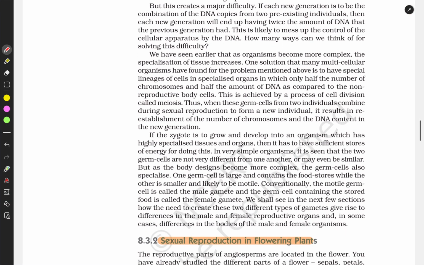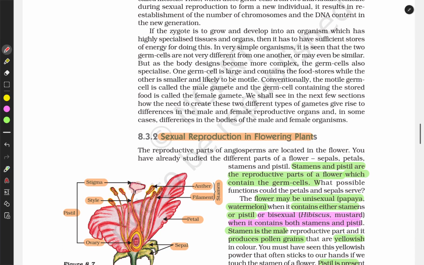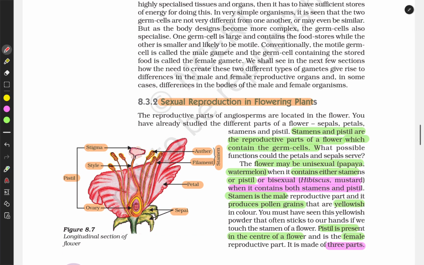I have already explained this DNA thing, and let's study two types of reproduction in this case, sexual reproduction. One is sexual reproduction in flowering plants, and another is sexual reproduction in humans.